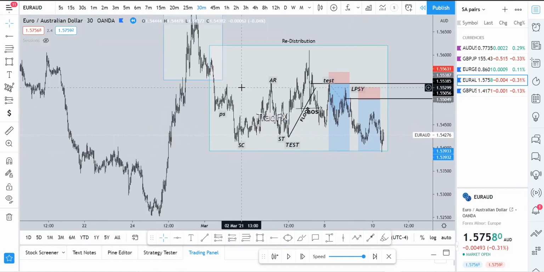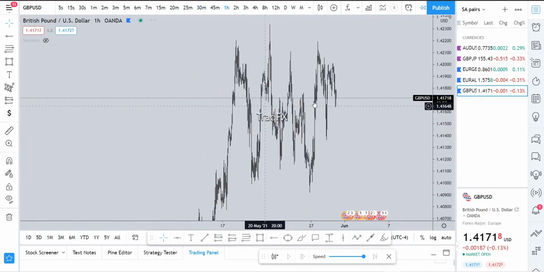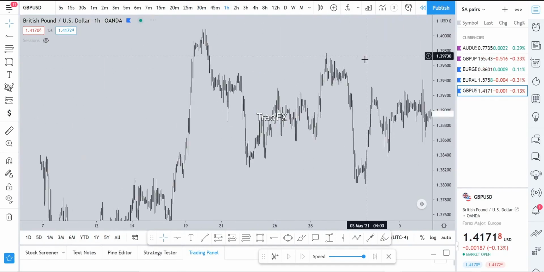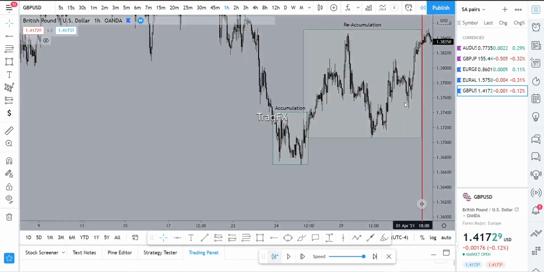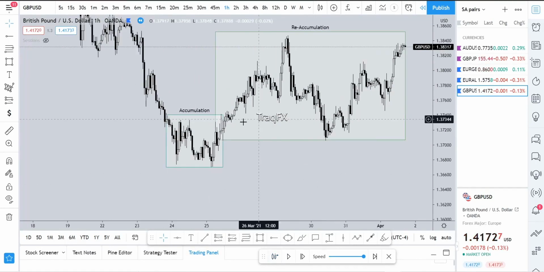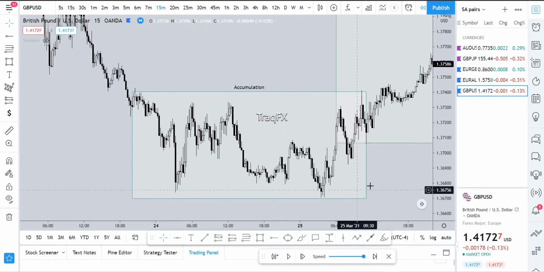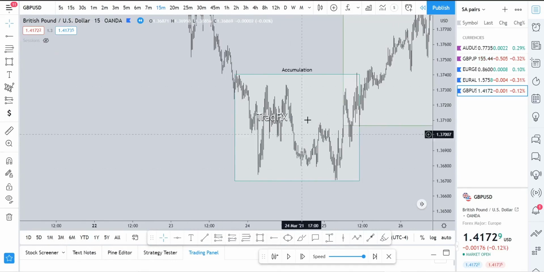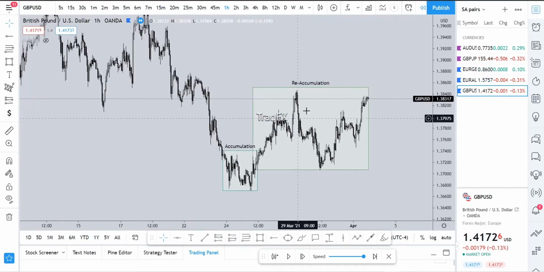Now, this is our redistribution. Let's go and look for our reaccumulation schematic. So if we go back in time, we're looking at GBPUSD. We can take a look at what price is doing over here. So if we drop to our lower time frames, we can see that accumulation schematic has played out here, right? Price was accumulated at a low price level, right, before going higher.